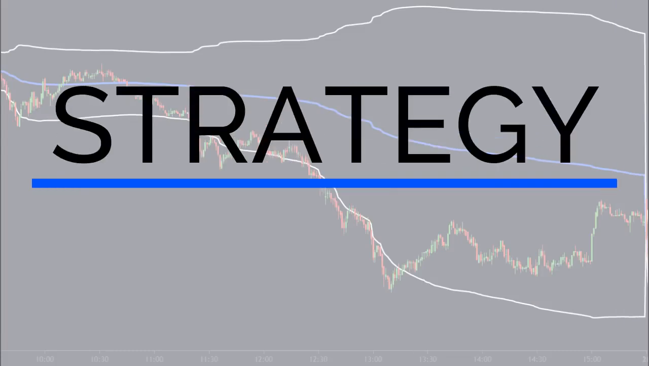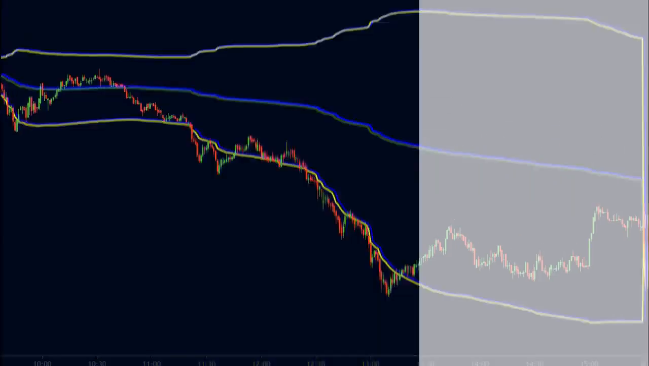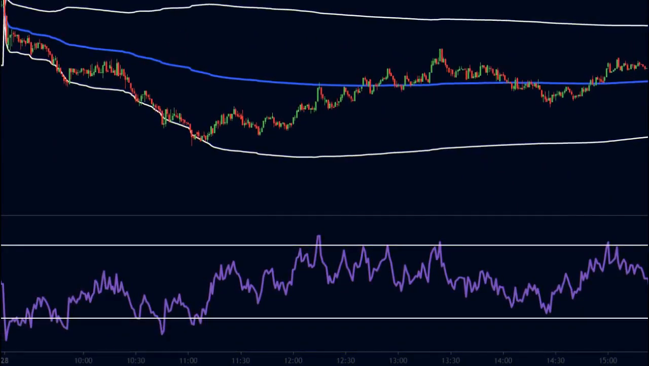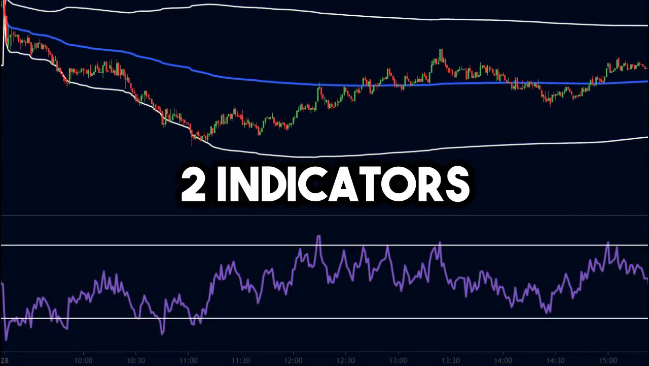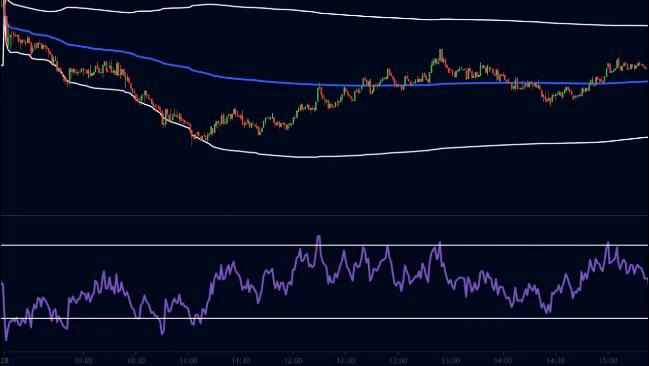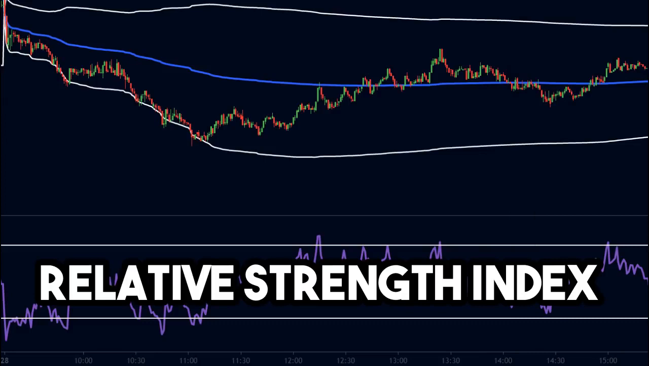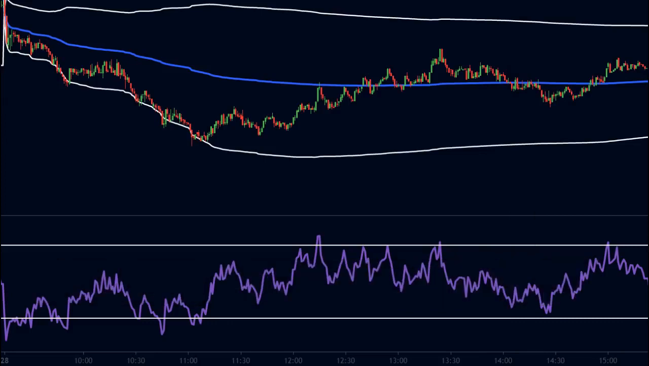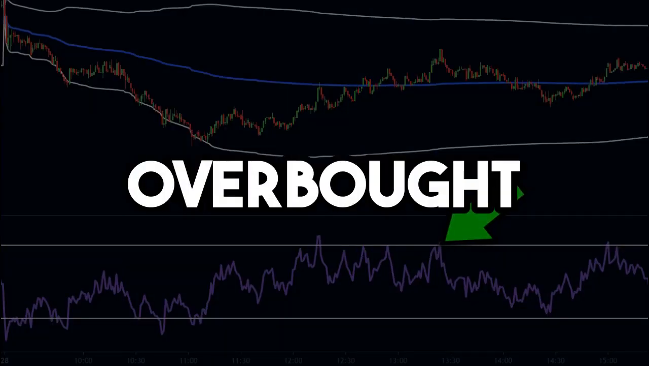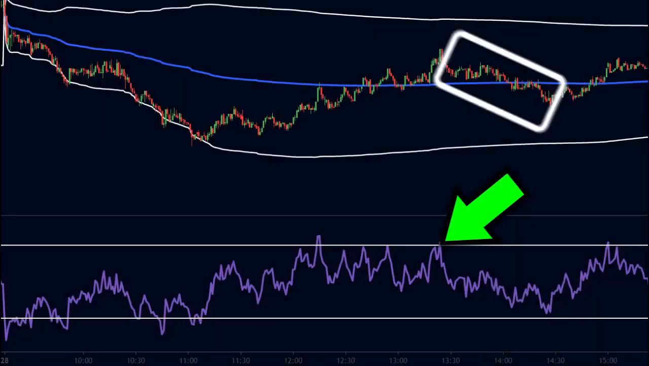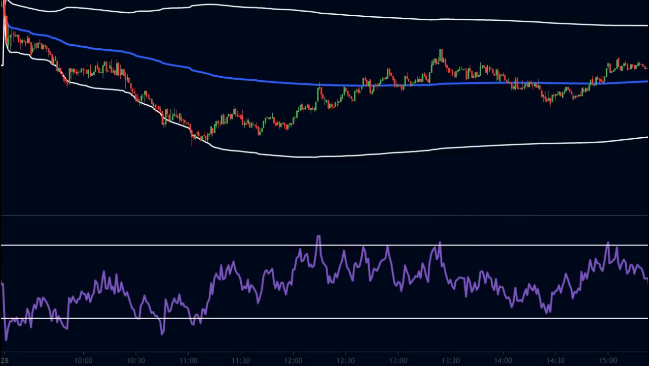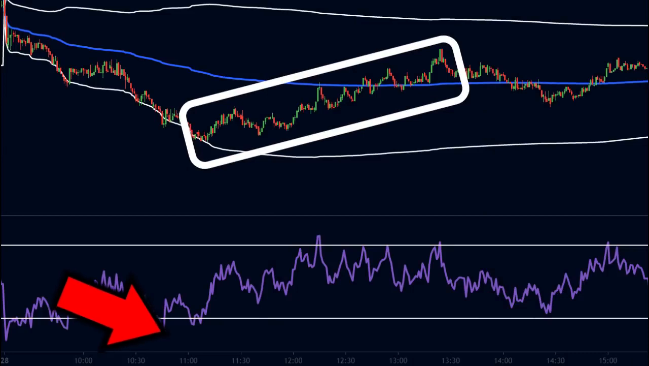Now, let's come to the juicy part of the video, that is the strategy. In this particular strategy, we will be using two indicators: Vwap and the RSI. The RSI stands for Relative Strength Index. The RSI indicator helps us in measuring the momentum of the market. When the value of the RSI is above 70, it is considered as overbought. Therefore, we can expect a downwards move. Similarly, when the value of the RSI is below 30, it is considered as oversold. Hence, we can expect the price to make a higher move.